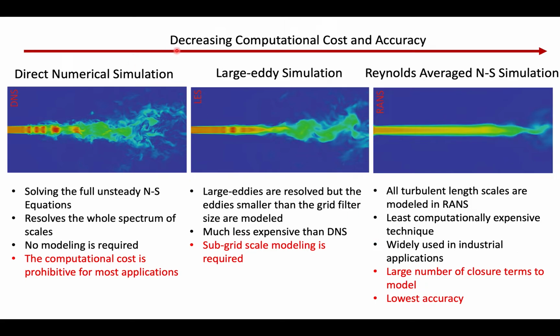So we have this spectrum where as we go from DNS to LES and RANS, the computational cost decreases dramatically, but the accuracy of our simulations decreases as well. Here you see we don't model that much of the turbulent eddies in RANS. It's mostly the mean flow that we get right. So that's what is mostly used in industry.